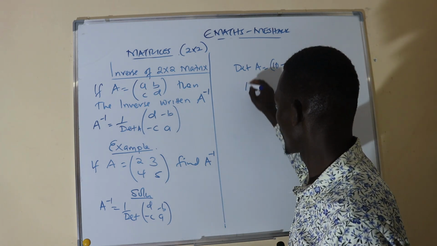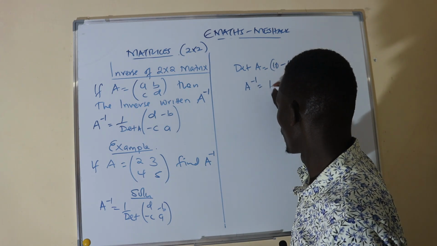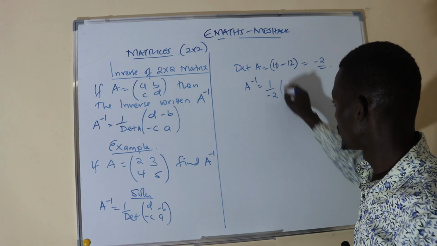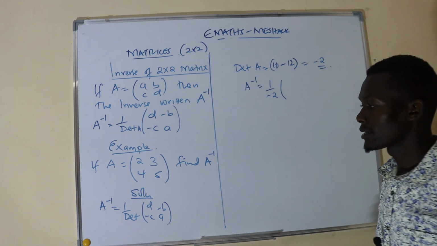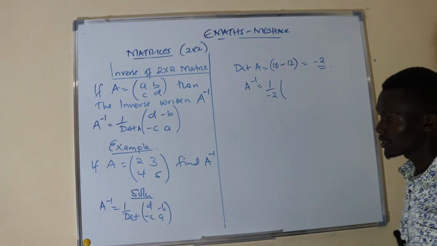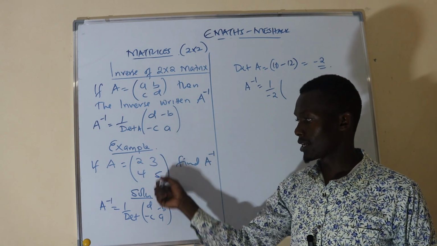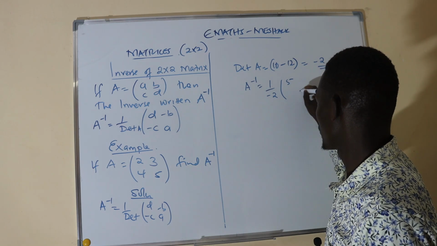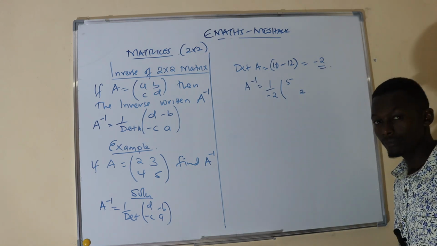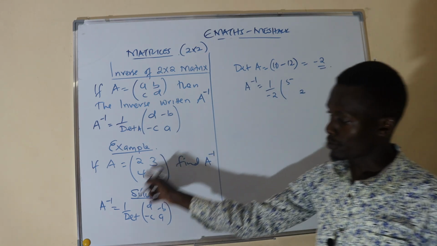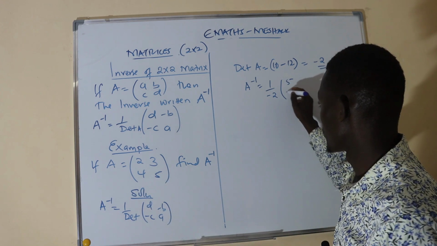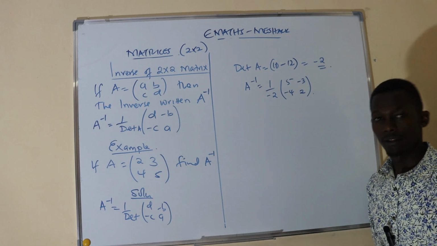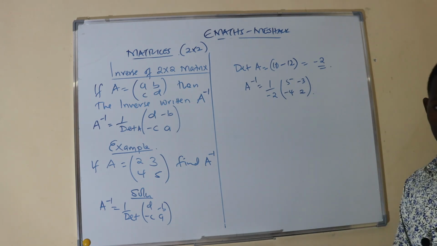Then A inverse shall be given by 1 over the determinant. Our determinant is -2. Then interchange the values in the main diagonal. So 5 shall come here, 2 comes here. Then since these are positives, they become negative. So -4, -3. And that gives you the inverse.